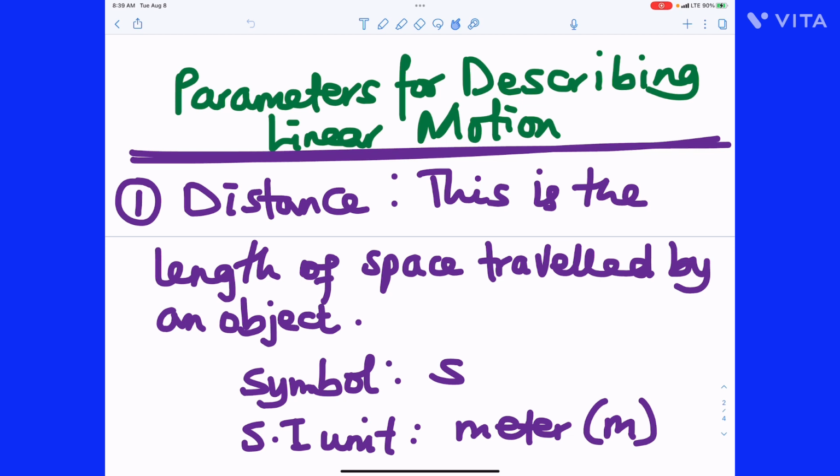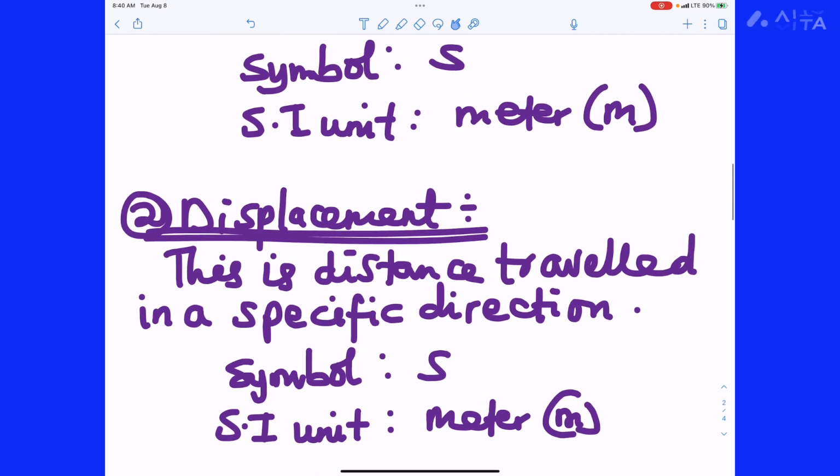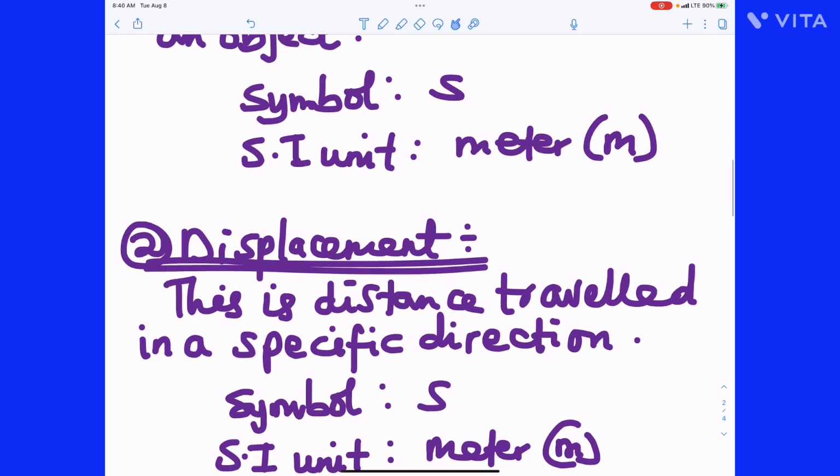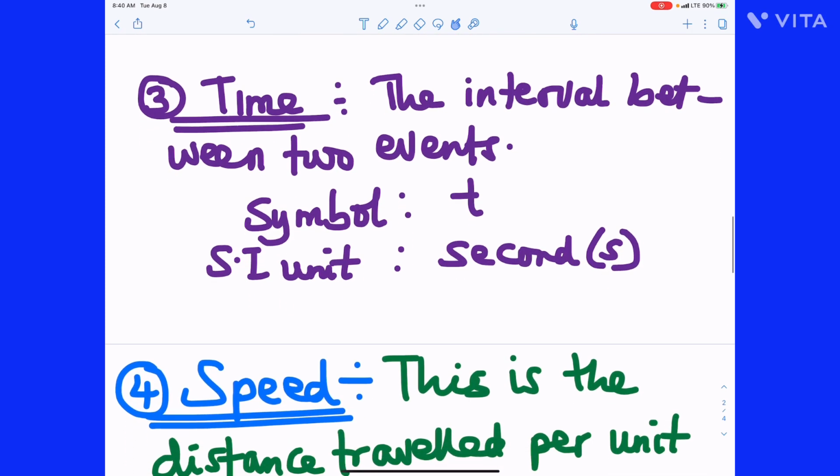Now, these are the parameters used for describing linear motion. First, number one, distance. Distance is the length of space traveled by an object, on road or maybe on a surface. Its symbol is S and its SI unit is meters. Distance is measured in meters. Displacement is distance traveled in a specific direction. Its symbol is also S and it's also measured in meters.